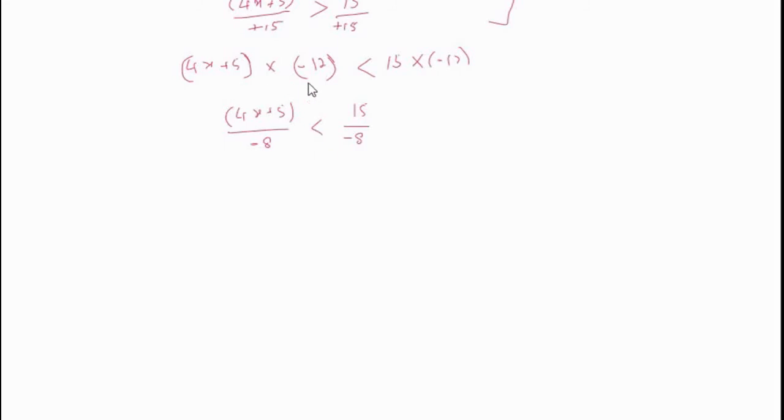So if you multiply or divide both sides by a negative quantity, then the inequality sign reverses. That is, if it is greater than, it becomes less than. If it is less than, it becomes greater than. If it is greater than or equal to, it becomes less than or equal to. Or if it is less than or equal to, it becomes greater than or equal to. This is the main difference. Now let us try to solve some simple inequations.